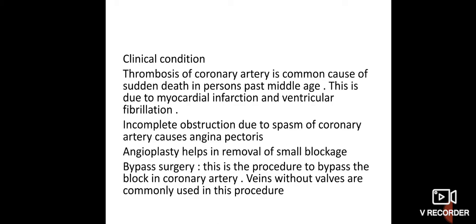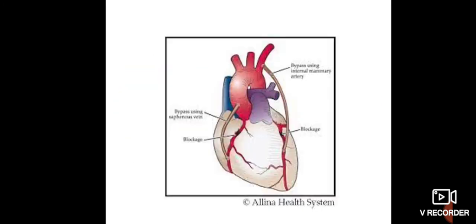Angioplasty helps in removal of a small blockage. Angioplasty is a ballooning procedure which is used for removing the plaques, the blocks, of the coronary arteries. If the number of blocks is more, then we have to adopt bypass surgery. This is a procedure to bypass the block in the coronary artery. Veins without valves, as well as some selected arteries, can be used for grafting the bypass.